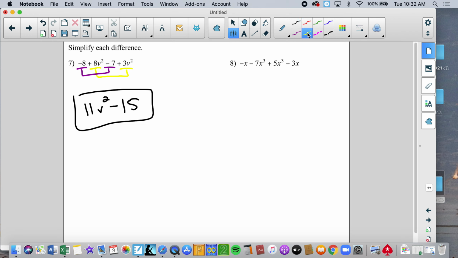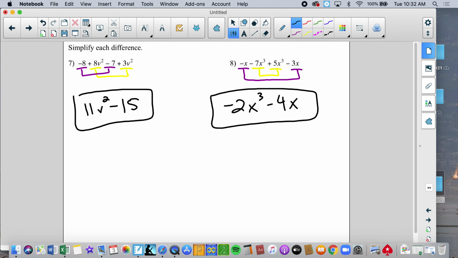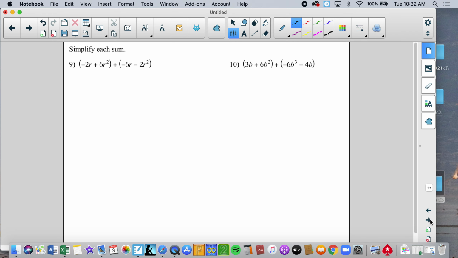Like terms, -7x to the third and positive 5x to the third. Don't forget that negative in front of the 7. I have -x and -3x. -7 and positive 5 makes -2x to the third. -x and -3x makes -4x. All right, we can't combine these like terms even though we have r squared and r squared. First, we have to distribute this positive.